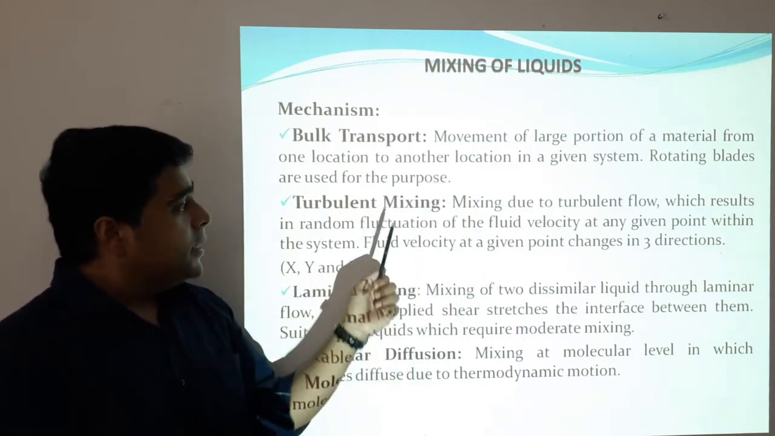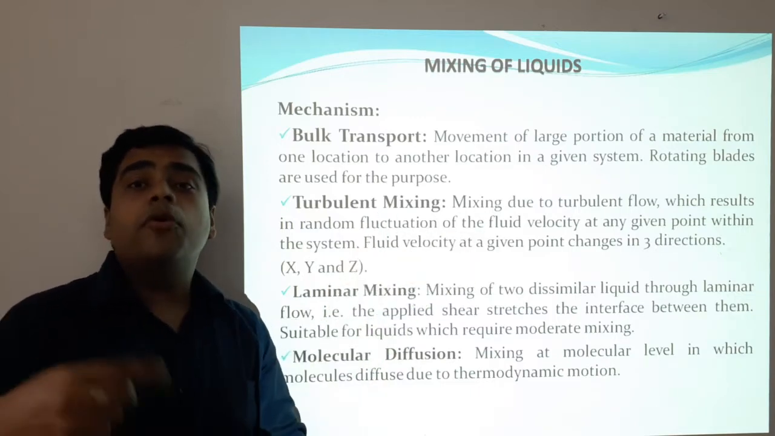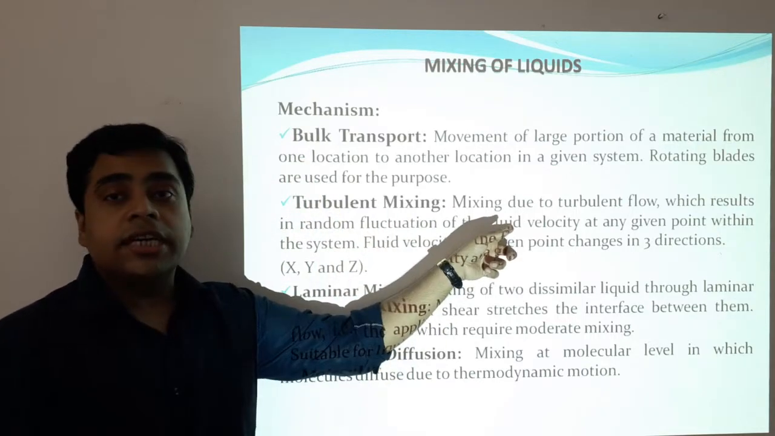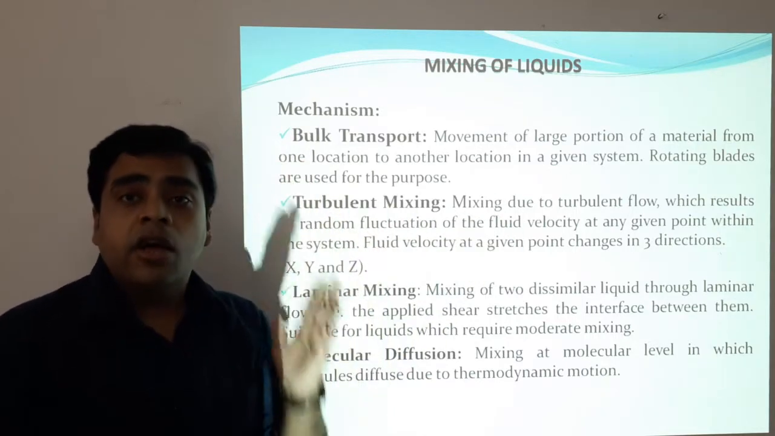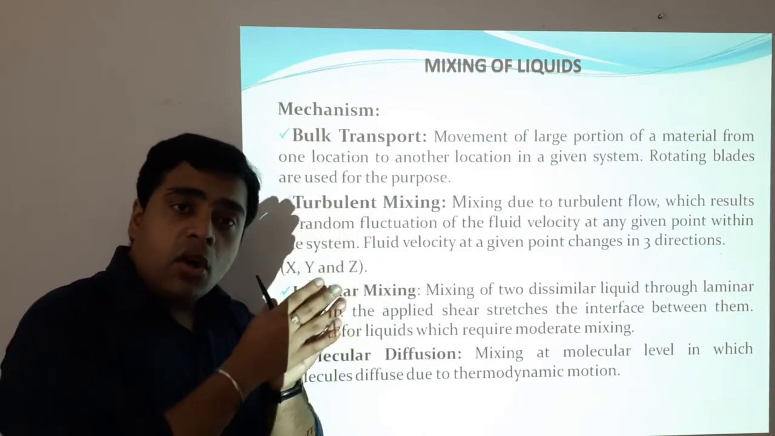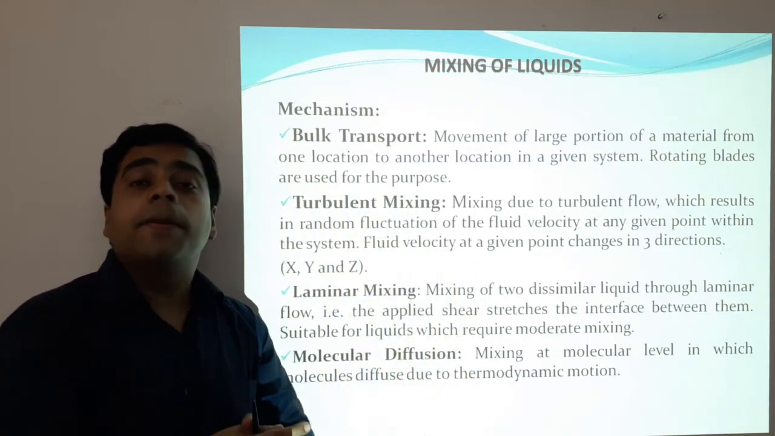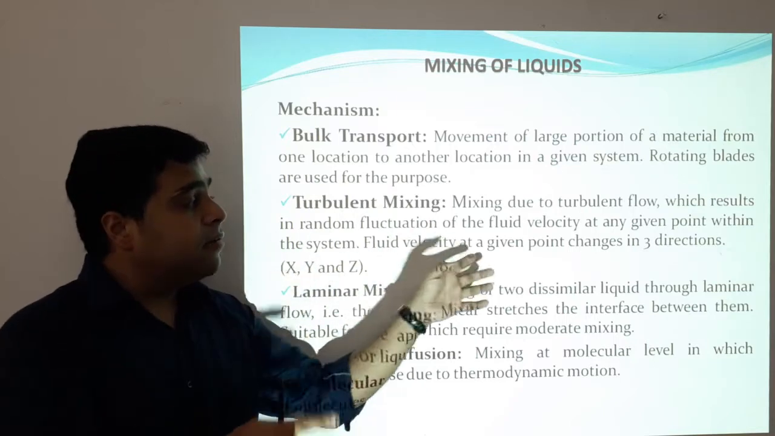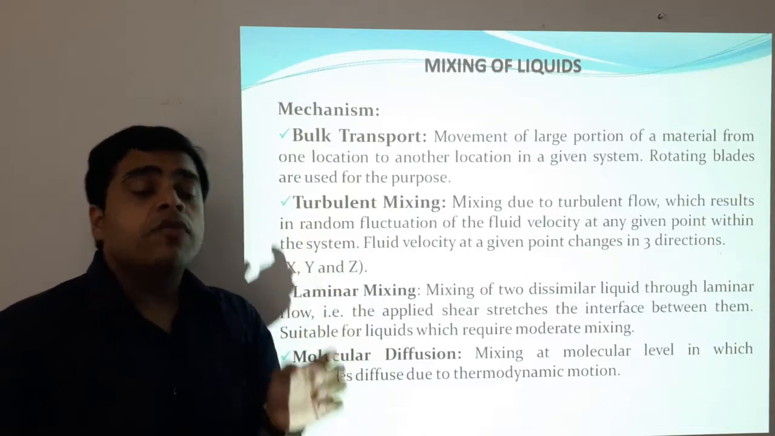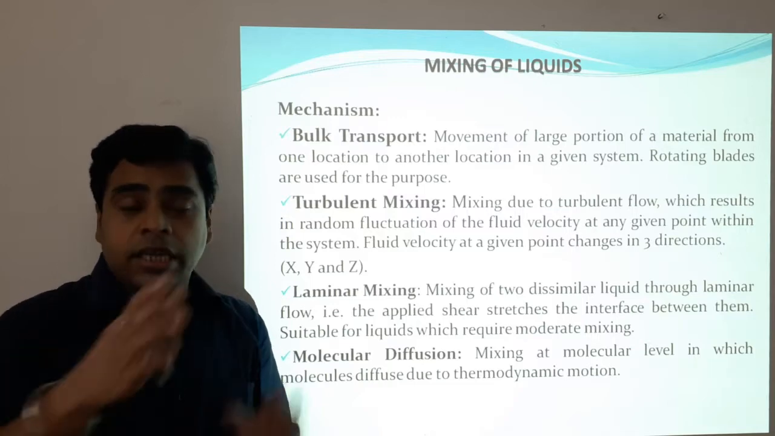The second one is turbulent mixing, where mixing occurs due to turbulent flow, which results in random fluctuation of the fluid velocity at any given point within the system, and the fluid velocity moves in all three directions. So the mixing is very turbulent. If you choose a particular point, we can see in x, y and z, in three directions the velocity changes.